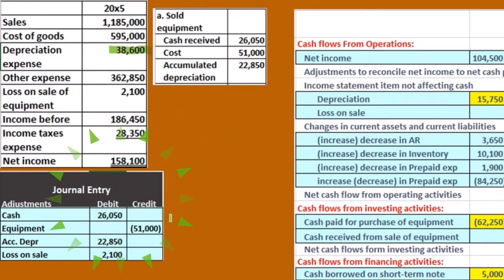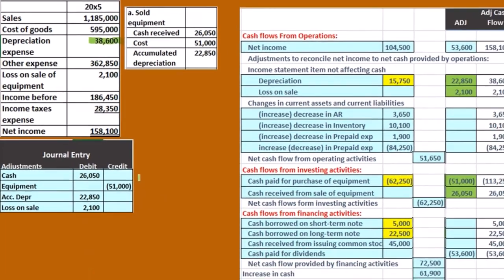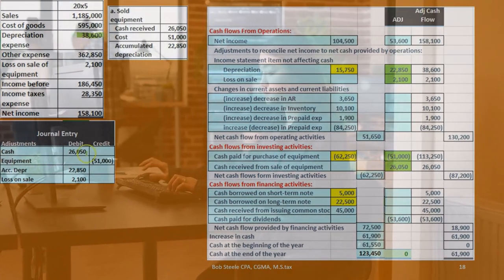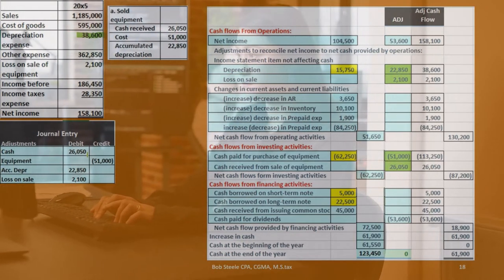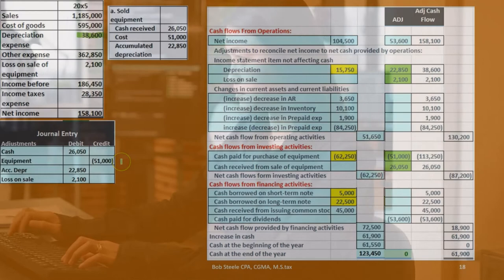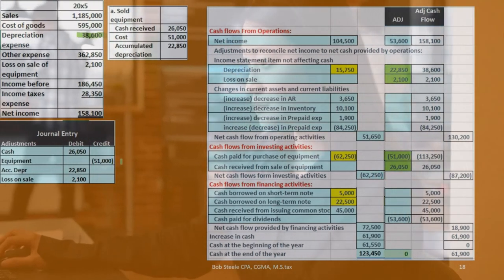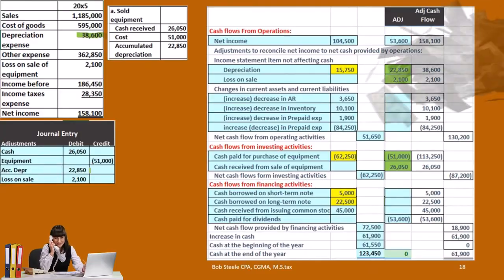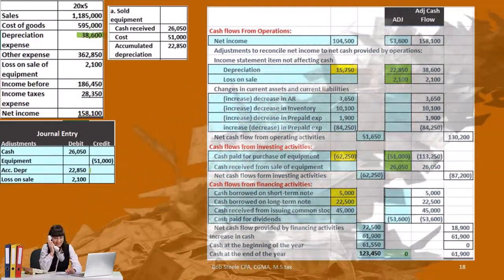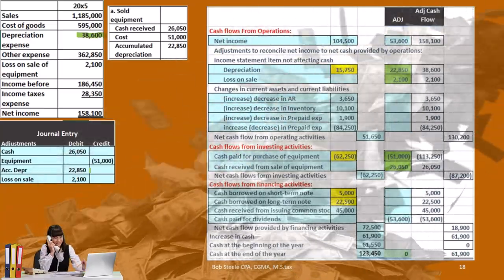We can go into our GL, double click on the GL in our software, and say, okay, this is what happened. We sold the equipment, we got $26,050 for it, that's the cash related to it. We took the equipment off the books, so that particular piece of equipment cost us $51,000. Equipment's a debit, so we credited the equipment to take it off the books at $51,000. Then we also had to take the accumulated depreciation related to the equipment off the books, which is what most people often forget. All equipment has this other account related to it, accumulated depreciation, which we must take off the books.